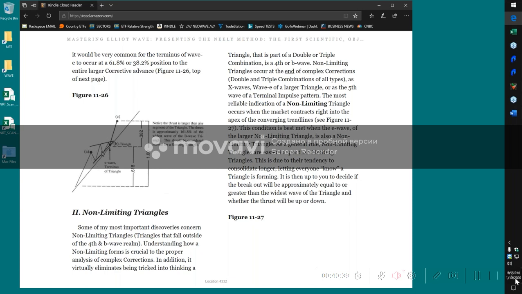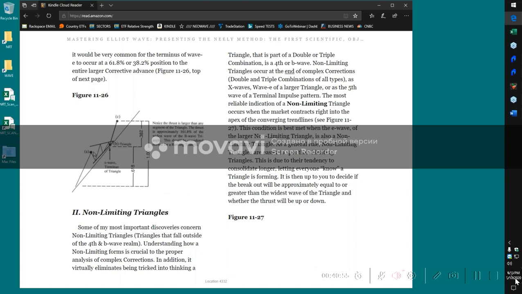So either wave A has to be bigger or wave C has to be bigger. But it gives you the idea of the drift, and that drift implies extra strength. So the thrust would be a little bit bigger than the biggest wave of the pattern, which in this case is this one right here, added to this point here.